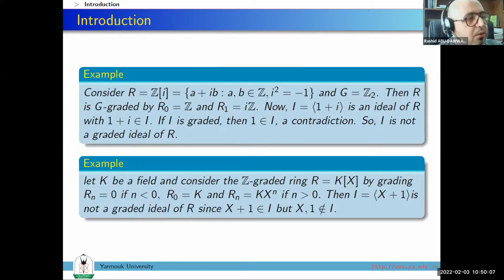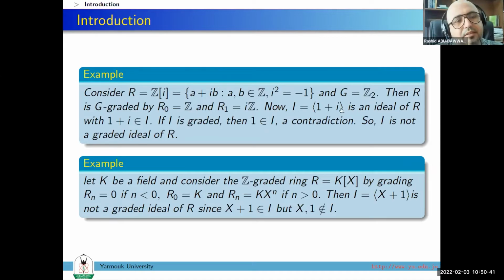If you take the Gaussian integers, Z of i, and you take G equals Z_2, the group of integers mod 2, we have the following basic graduation: you take R_0 equal to the set of integers and R_1 equal to iZ. It is easy to see that every element in R is written as a plus ib. So a will be the first component, R_0 equals Z, and ib will be the second component, iZ. So this is a graded ring.